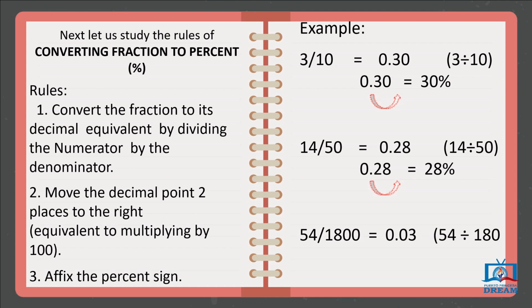54 over 1,800 is equal to 0.03. That is, 54 divided by 1,800 is equal to 0.03. Copying 0.03 and moving the decimal point 2 places to the right will give us 3%. So that means 54 over 1,800 is equal to 3%.